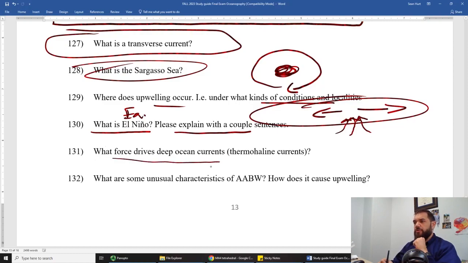What force drives deep ocean currents, thermohaline currents? It's just kind of, as the name implies, thermohaline currents. It's density differences, right, which arise from temperature and salinity differences. So density differences, buoyancy differences, that's what drives the deep ocean currents, okay? So deep ocean currents, remember, are different than the surface currents. Surface currents are really horizontal currents. They're traveling horizontally, not vertically, okay? And those are powered by the wind. The deep water currents are going up and down vertically. And those are driven by buoyancy differences, okay?